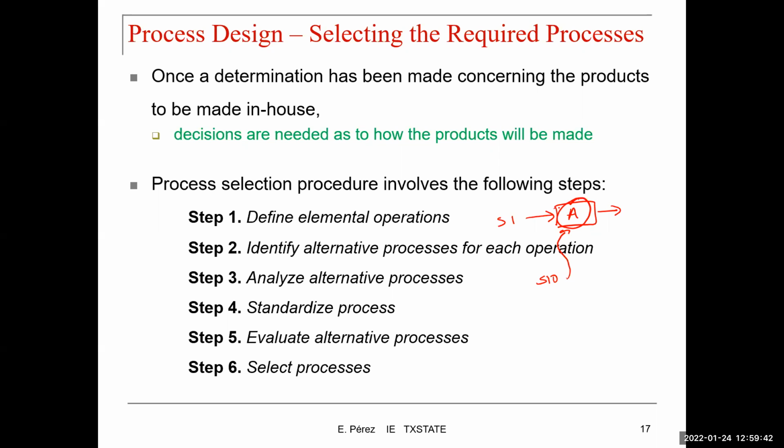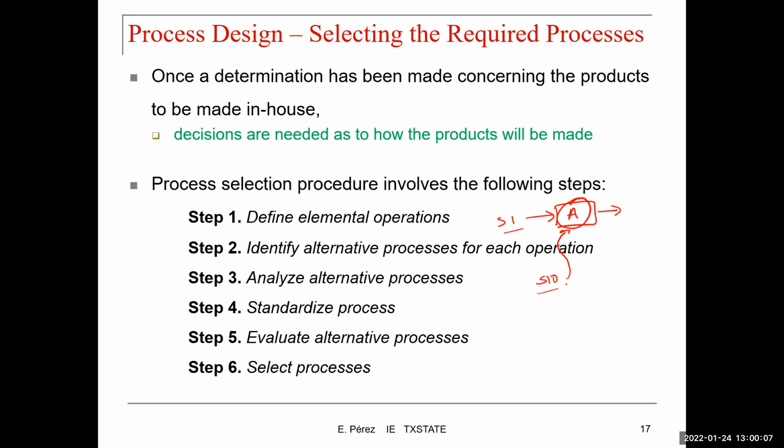We can identify alternative processes for each operation. Step 3 is to analyze alternative processes. Step 4 is to standardize the process. So standardize the process, again, meaning: what is the sequence that is going to be followed, how long is it going to take, and so on. And then step 5 is to evaluate alternative processes.